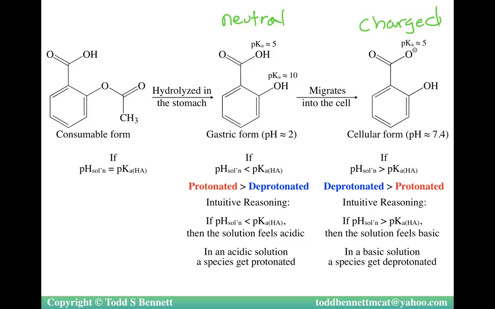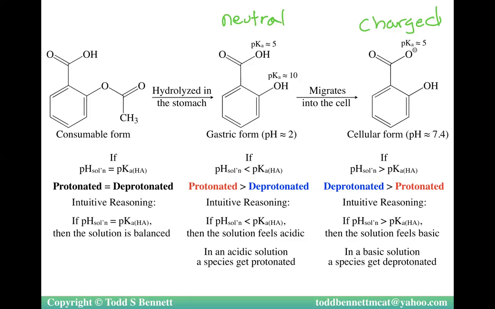If pH happens to equal pKa, so if we had a situation where pH was 5, then it'd be half and half, or pH of 10, it'd be half and half here. pH equals pKa, protonated must equal deprotonated. If we think about it, intuitive reasoning, pH equals pKa, it's a little bit of both. It's kind of acidic, kind of basic. It feels a little bit of both. So you get half and half. You've compromised between the two. Okay, this is a conceptual perspective.